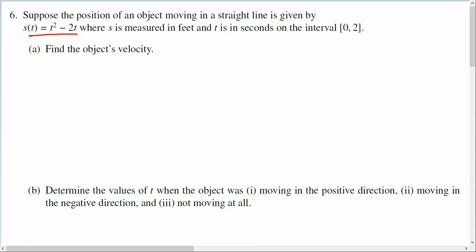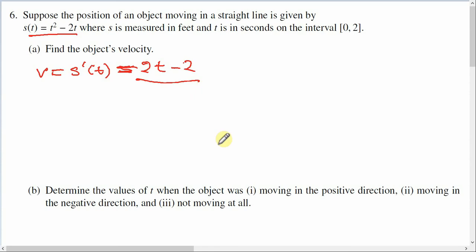So the first thing we're going to do is find its velocity, and we know that the velocity is equal to the derivative of the function. So in this case, it's just going to be the derivative of t squared, which is take the 2 out in front, reduce by 1, so it's going to be 2t. And then the derivative of minus 2t, well, that's a linear one, so it's like mx plus b, and I just get the coefficient. So that's the velocity.